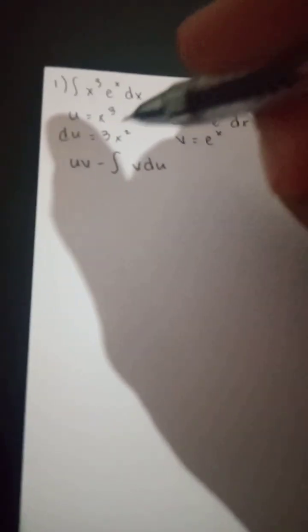So now we have to apply the rule, which is uv minus the integral of v du. So now we have to replace them with their given values. So x cubed, then v is e to the power of x, and minus the integral of v du, which is e to the power of x multiplied by 3x squared dx.